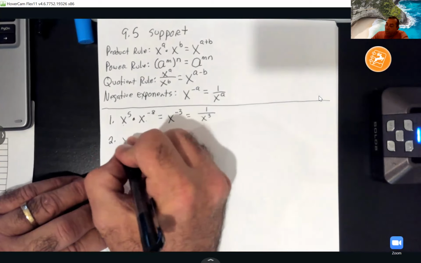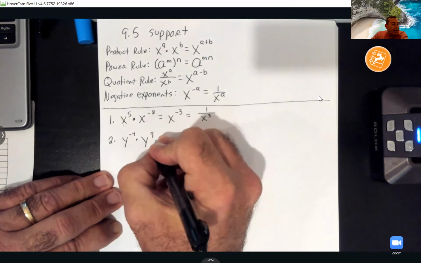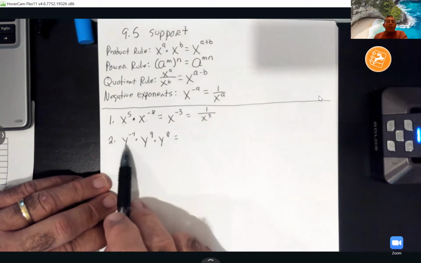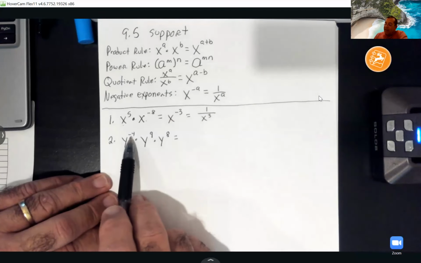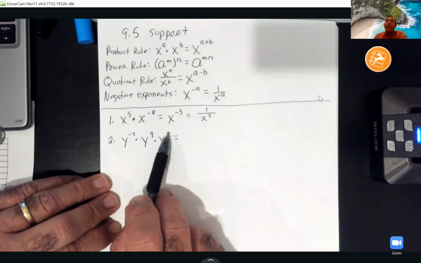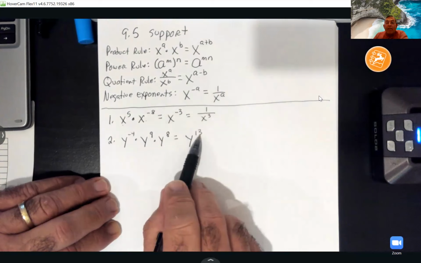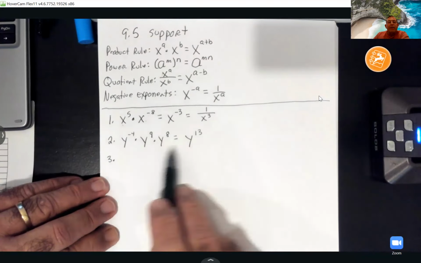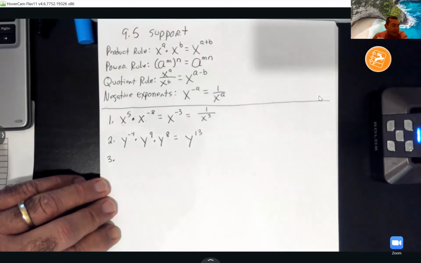All right, let's see what we have here. Y to the negative 4 times y to the 9th times y to the 8th. All these y's are being multiplied. That means we get to add all 3 of these exponents. So let's see. Negative 4 and 9 give me 5. 5 plus 8 gives me 13. So this gives me y to the 13th. My exponent's positive, so I don't have to do anything else. So if you notice, these support problems were getting you ready for those problems I just did a while ago in 9-5, okay?